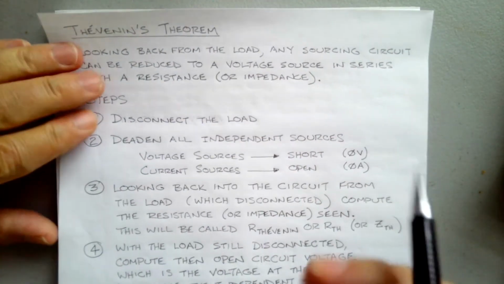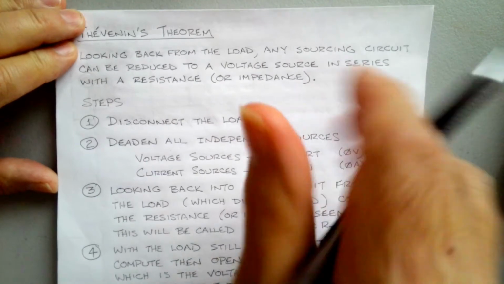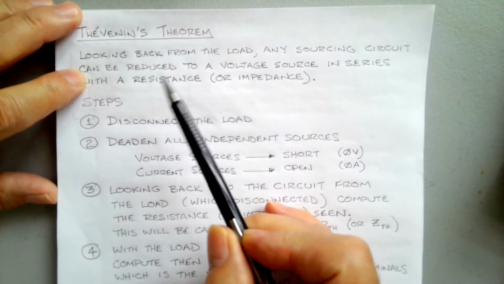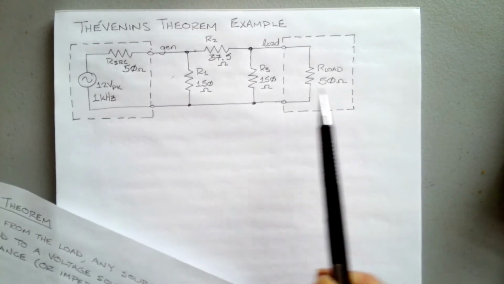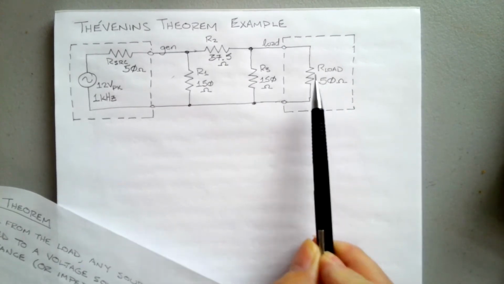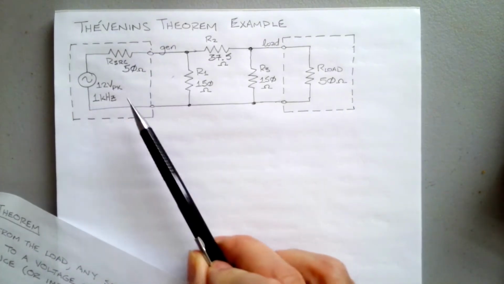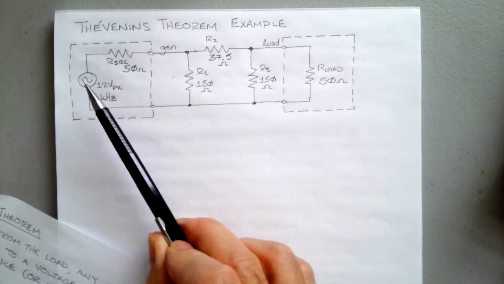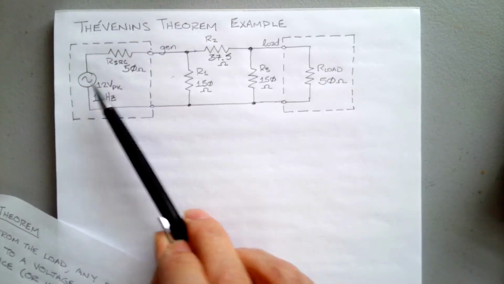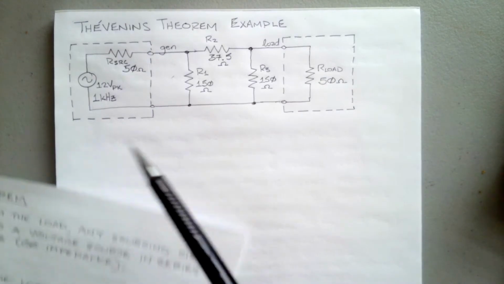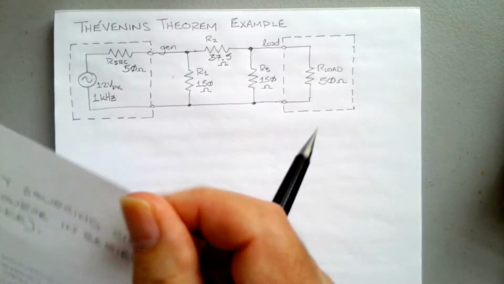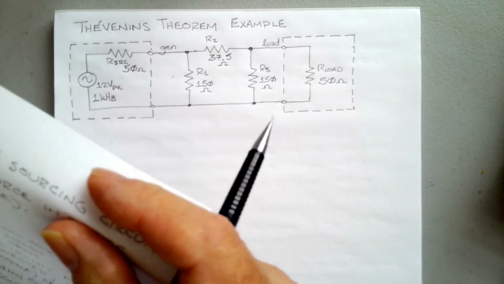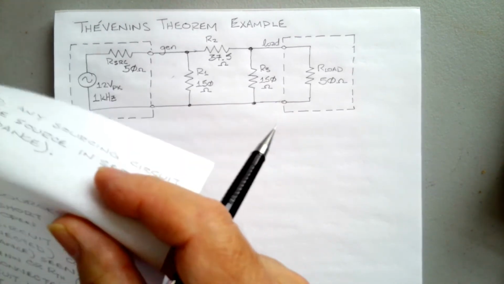So I prepared a sheet here. Thevenin's theorem, looking back from the load. So we have a circuit, let's say like this one here, and we have a load resistance and some circuitry here. This happens to be a generator, but essentially we have a source somewhere back here, and you could even have multiple sources. We're going to learn a theorem that helps us take care of when there's more than one source in a circuit.